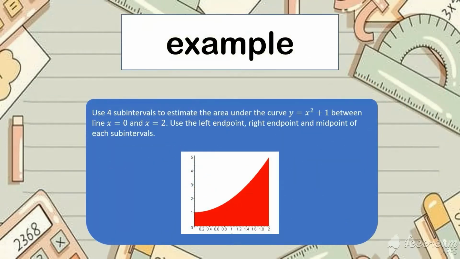Now for the example, use four subintervals to estimate the area under the curve y equal to x squared plus 1 between the lines x equal to 0 and x equal to 2. Use the left endpoint, right endpoint, and midpoint of each subinterval.